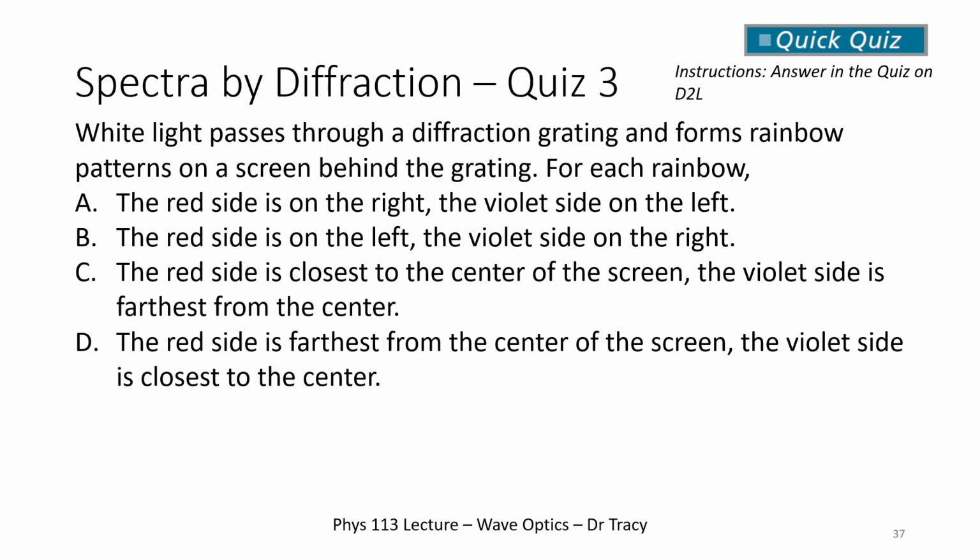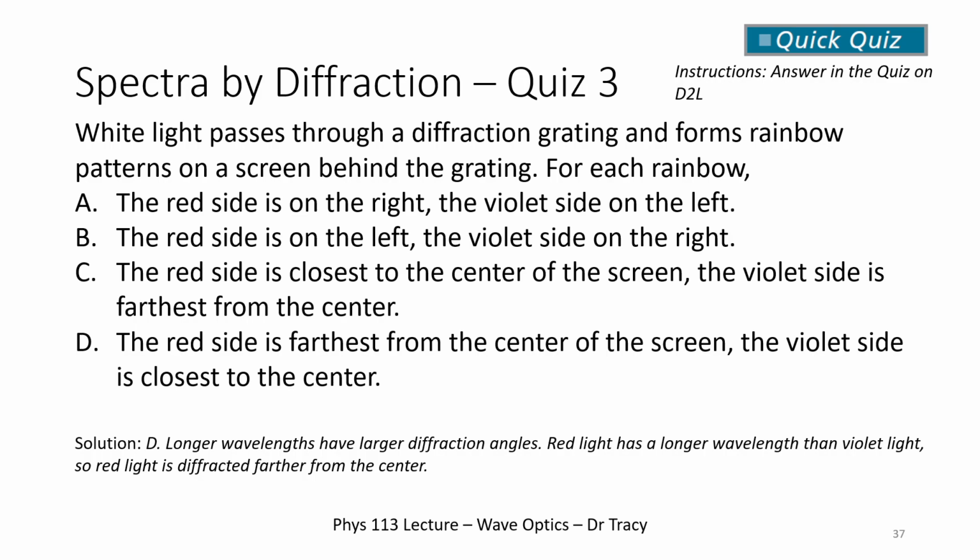As you may recall, if you did the lab portion, you did the diffraction grating for mercury spectral lines, and we saw that they were actually symmetric around the central maximum. You had the violet that was closest to the central maximum, and then your greens, and then your orange line, those two strong lines, and then a faint red line on the outside. And so having the red side and the violet side on the left is not universally true for both sides because it expanded outwards. So really the best answer in this one is going to be D. The red side is farthest from the center of the screen. The violet side is closest to the center.